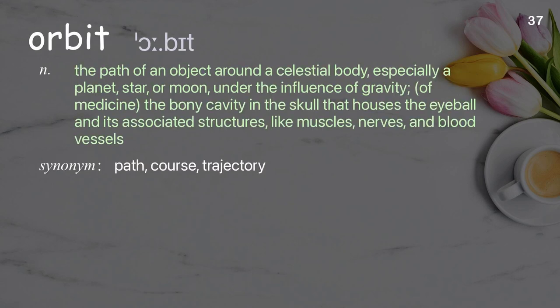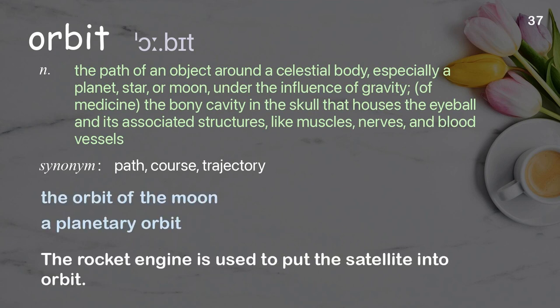Orbit: the path of an object around a celestial body, especially a planet, star, or moon, under the influence of gravity. Of medicine, the bony cavity in the skull that houses the eyeball and its associated structures, like muscles, nerves, and blood vessels. Examples: the orbit of the moon, a planetary orbit. The rocket engine is used to put the satellite into orbit.